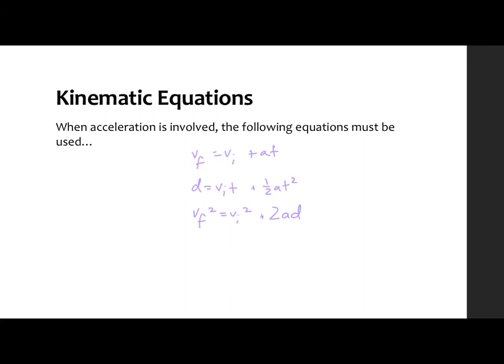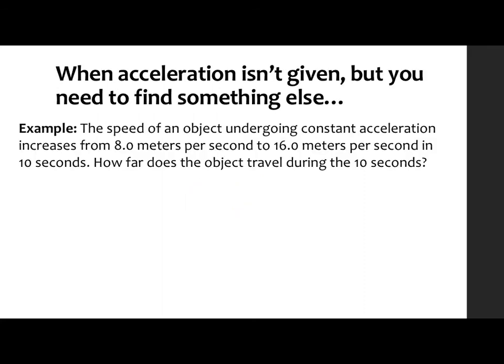The key to solving these kinematic problems is to identify what you're given and then see which equation will leave you with only one missing variable. If you have two missing variables, or even three, then don't bother using it. You need to find something else or go back to the problem and find another piece of information. So that leads into this example, where acceleration isn't given, but you need to find something else.